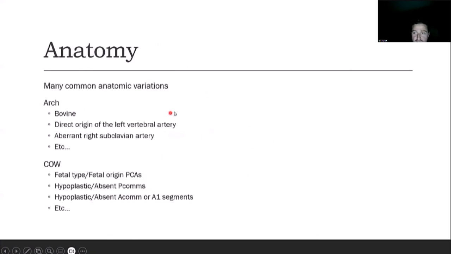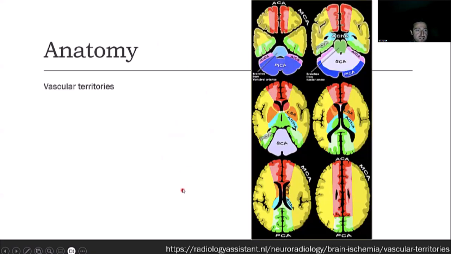There are tons of anatomic variations, which we won't discuss in depth here, but we've all seen bovine arches or direct origins of the left vertebral arteries, aberrant right subclavian arteries, lots of anatomic variation within the circle of Willis, fetal types, fetal origin PCAs, hypoplastic or absent PCOMs, and hypoplastic or absent ACOMs or A1 segments. There are duplications of arteries, fenestrations, etc., that can all give different appearances of the circle of Willis.